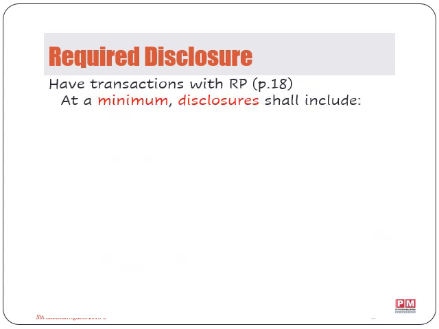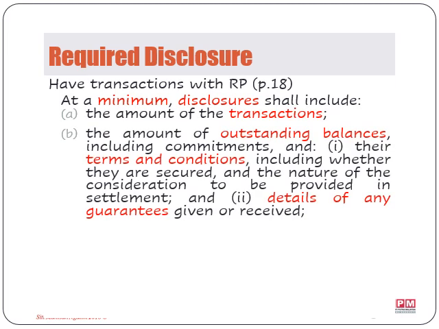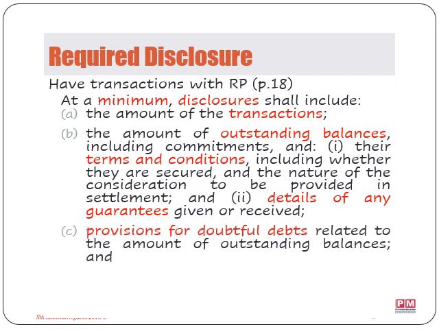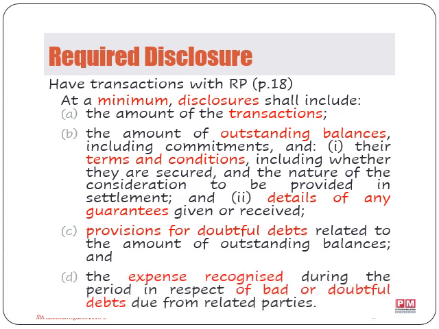The standard lists down the disclosure that fulfills its requirements in paragraph 18 at minimum, which include the amounts of the transactions, the outstanding balances, the term and conditions under the transactions, and details of any guarantees given or received between them, provision for doubtful debts related to the outstanding amounts, and the expense recognized as bad debt from the related parties.